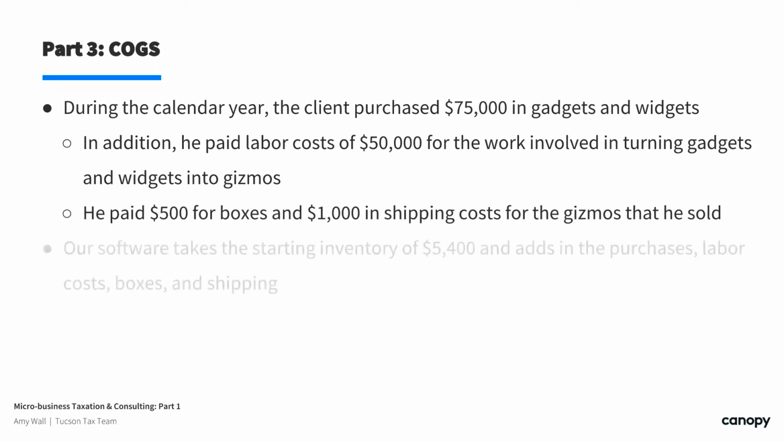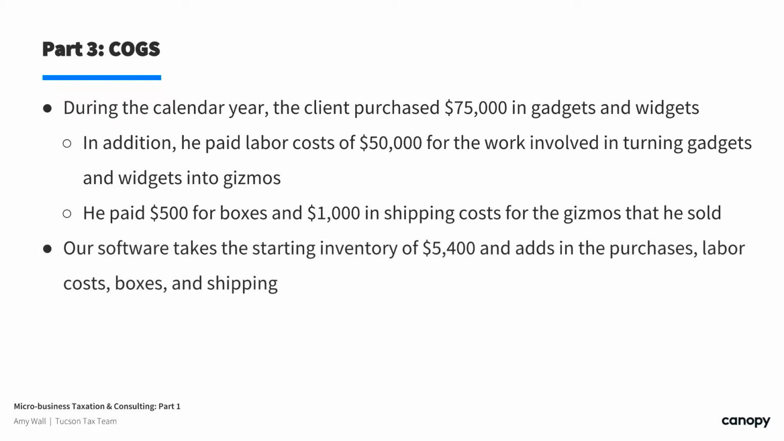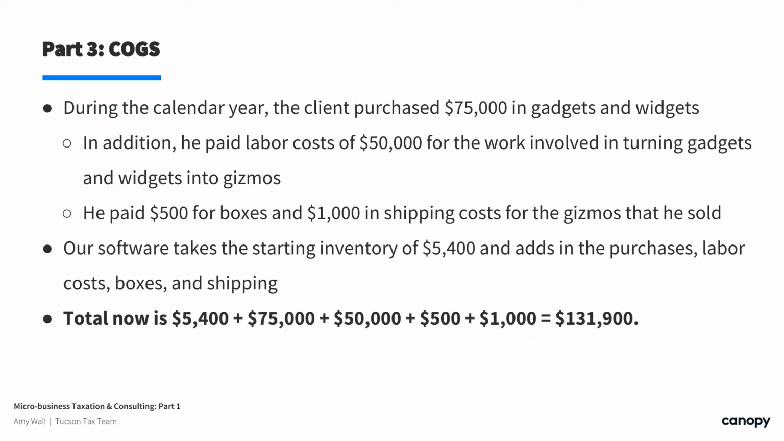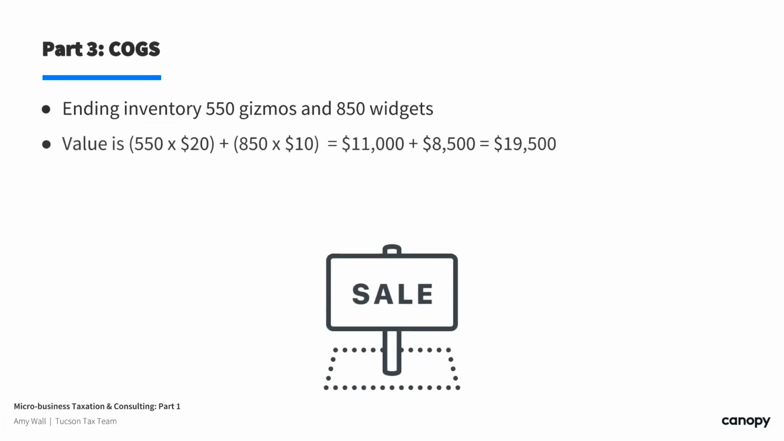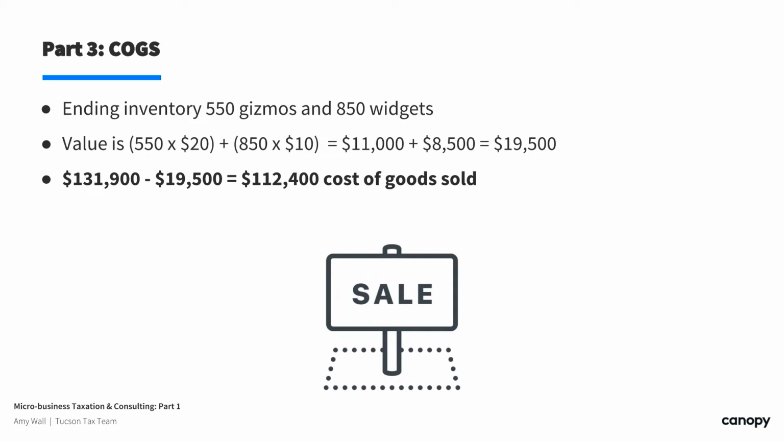So our software, and thanks for that software plug, Jeff, takes the starting inventory of $5,400 and adds in the purchases, the labor cost, the boxes, and the shipping for $131,900. Now then, what is our closing inventory? Our closing inventory is 550 gadgets and 850 widgets. The value at cost, see, we did not change our method of valuing inventory, is $19,500. We take that $131,900, which was cost of goods sold plus starting inventory, and we subtract the closing inventory. This is the cost of goods sold.